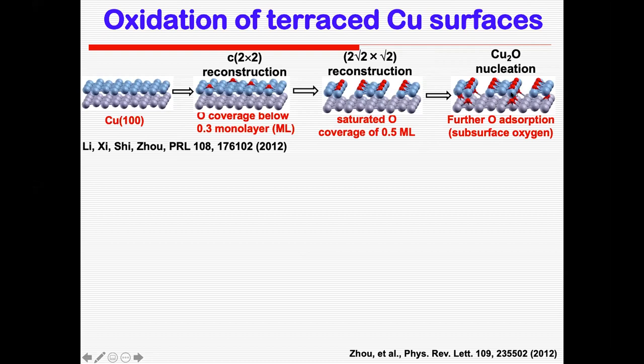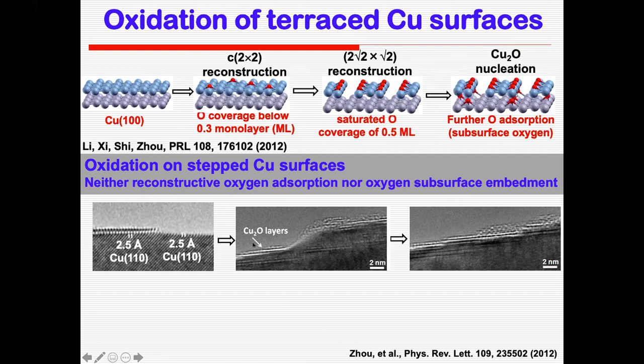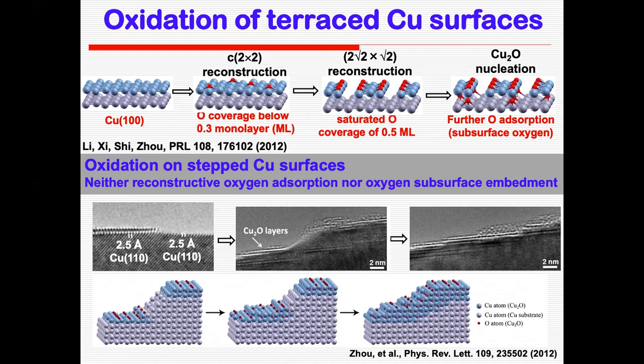So this is called solid-solid transformation. Now, if you look at a stepped surface, there's no surface reconstruction. Which means the oxide forms directly on the flat surface area with the supply of copper atoms from stepped edges. So this mechanism we call the adatom mechanism. Basically, stepped edges provide adatoms, and the atoms can react with oxygen to form oxide. So this process does not involve surface reconstruction.